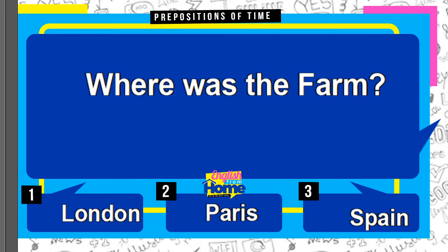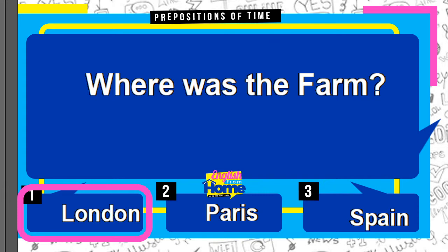Okay, so let's continue with the next question. Remember guys, anybody can answer, okay? I really appreciate your participation in this activity. All right, so the next question is, where was the farm? And we have 3 different places, okay? Number 1 says London. The Beatles are from London.